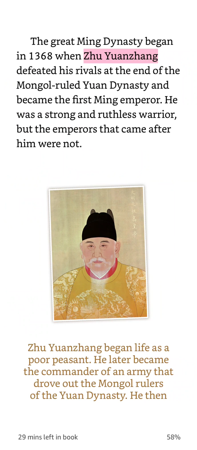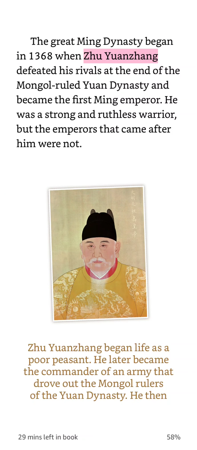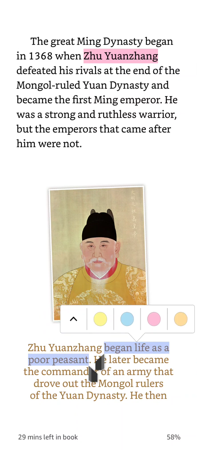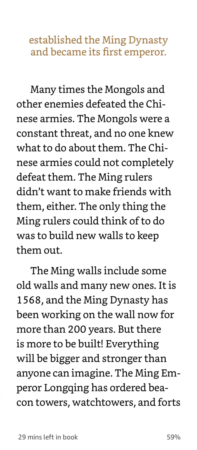Zhu Yuanzhang began life as a poor peasant. He later became the commander of an army that drove out the Mongol rulers of the Yuan dynasty. He then established the Ming Dynasty and became its first emperor. So, what does this mean that he began life as a poor peasant? How is that different from all of the other emperors that ruled the dynasties?